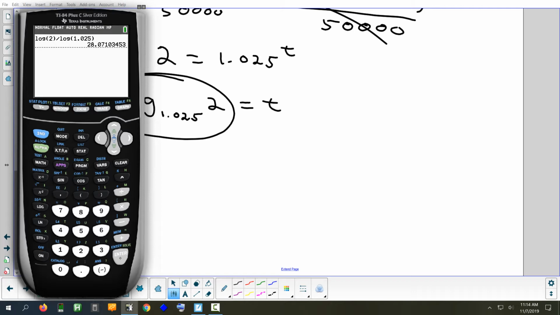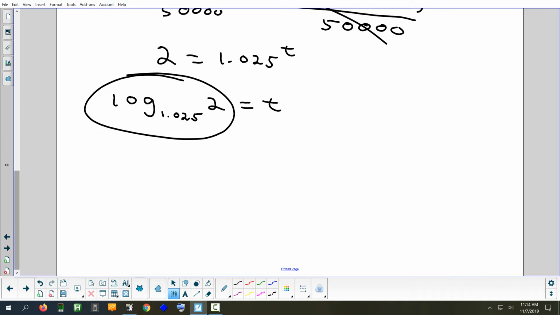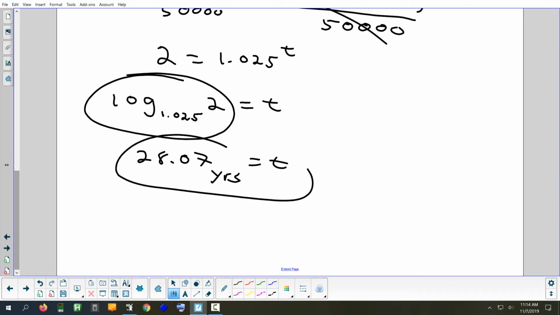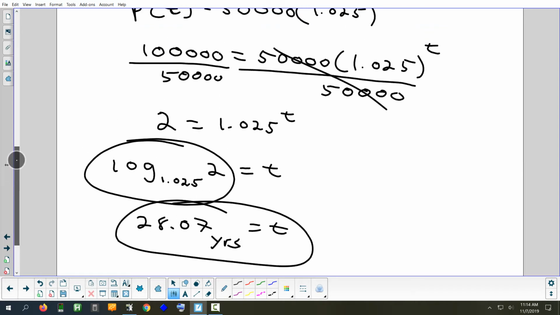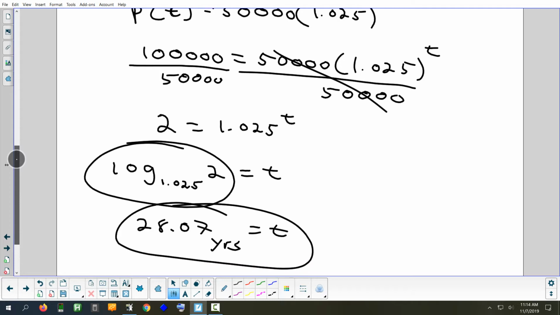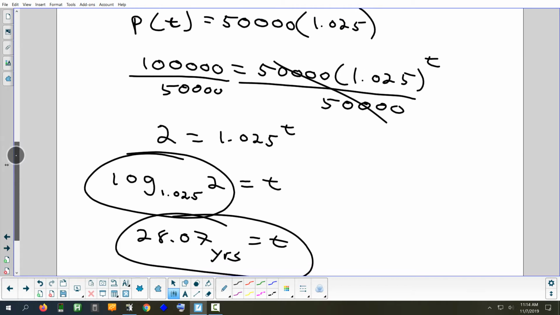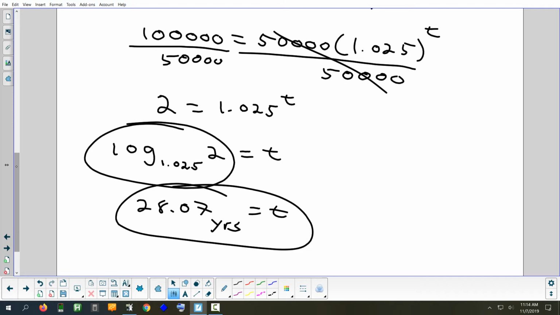Now, let's say you did it with the ln. You say, you know what, I'm going to do ln. ln of the argument divided by ln of the base. It's the same thing. So I just pick one of the two ways and remember to do it that way. So it's 28.07 years. And that's what we just used, called the change of base formula. Any question on that?